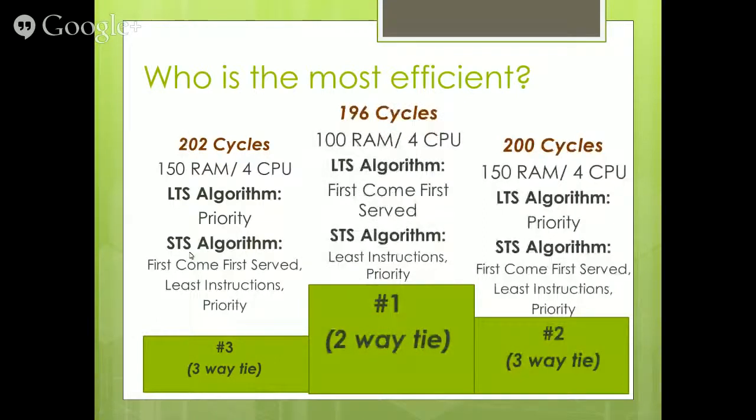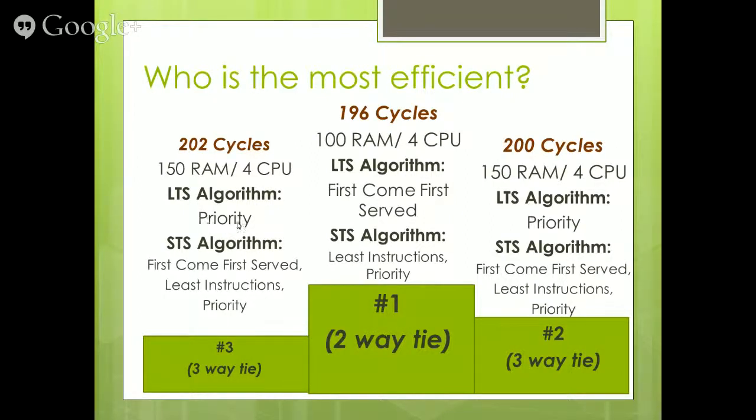At number 3, we have the priority algorithm, long-term scheduler, and then all 3 of its functions at the 150 RAM and actually 8 CPUs. This is a typo here, 8 CPUs. And it actually does, or at 4 CPUs, that's 202 cycles. So it actually does fairly well. It performs really well, and it's not what you'd expect.